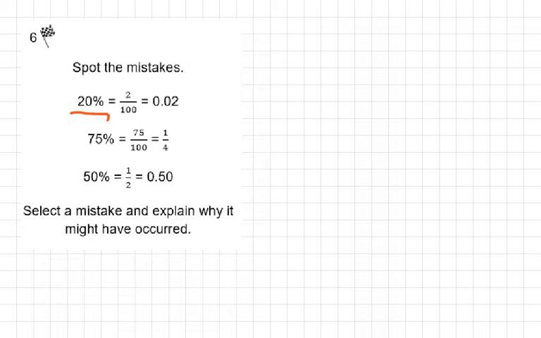Did you say this one? If you did, you were correct. As we saw previously, if it's 0.02, that means in our 100 square there's only 2 squares coloured in, which means that shouldn't be 20%, it should be 2%. Well done if you spotted that.